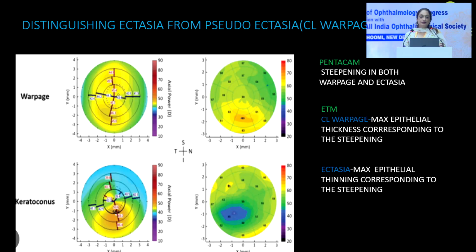So ETM also helps in distinguishing ectasia from pseudoectasia, which is extremely important from a refractive surgeon's point of view. Pentacam will show steepening in both warpage and ectasia. ETM will show maximum epithelial thickness corresponding to the steepening in warpage and maximum epithelial thinning corresponding to the steepening in ectasia.